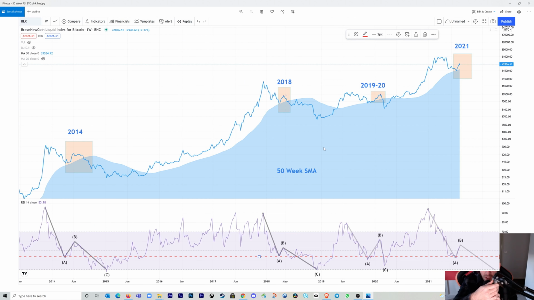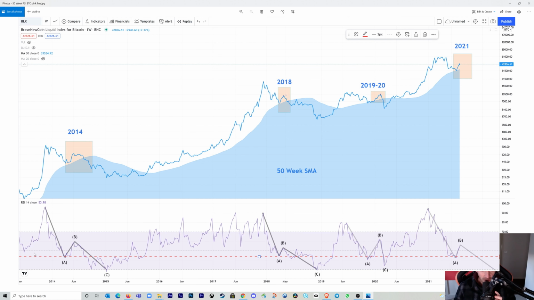Now, let's have a look at the RSI, the Relative Strength Index. What we're looking for here is trends, because the trend is your friend, and the trends will tell us what happened in the past, and that will give us an indication of what may happen in the future. So, if we have a look at the 2013-2014 cycle, we can see that the RSI was way overbought right at the peak of that cycle, and then it came down at basically the exact same point when we bounced off the 50-week moving average.